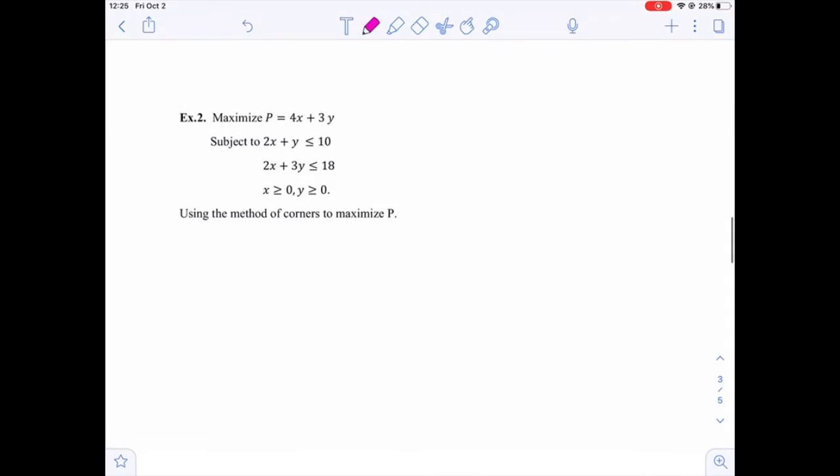Now let's take another example. Here we want to maximize the function P equals 4x plus 3y, and we have some constraints here. We want to use the method of corners to maximize P. Same thing here. We start with the constraints. We have the first condition here, 2x plus 3y is less than or equal to 18, x is greater than or equal to 0, y is greater than or equal to 0.